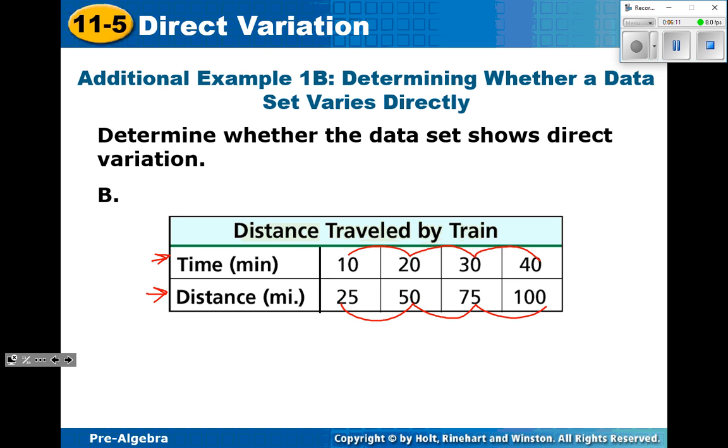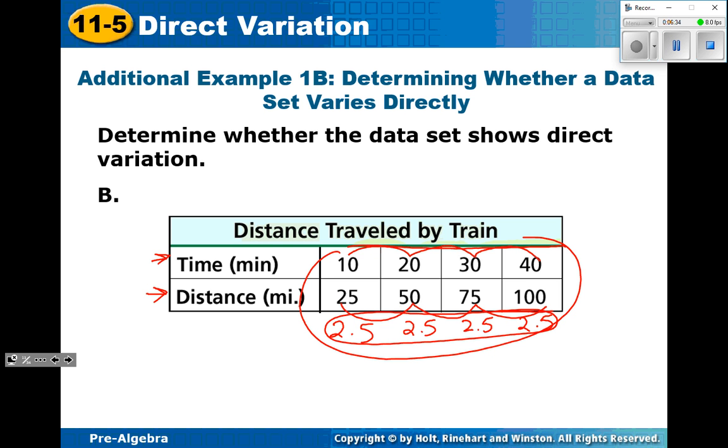I would go ahead and use my calculator and do this division. 25 divided by 10 is 2.5. 50 divided by 20 is 2.5. 75 divided by 30 is 2.5. And 100 divided by 40 is 2.5. And if you do that division and they are all the same, then that does represent direct variation.